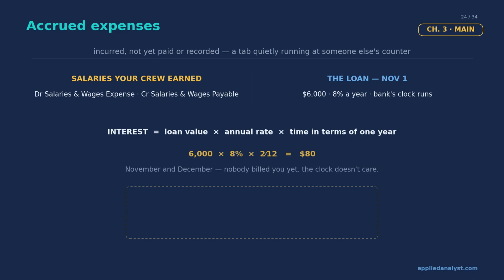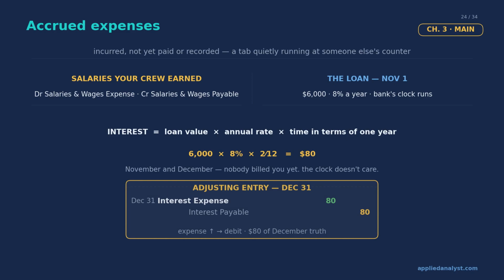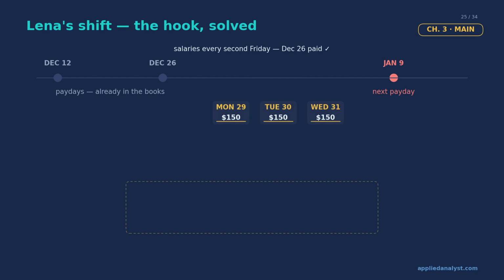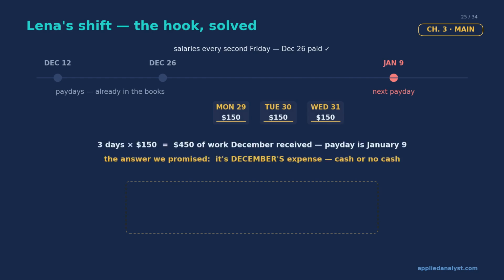Nobody has billed you yet. The bank's clock doesn't care. Adjusting entry. Debit interest expense, $80. Credit interest payable, $80. $80 of December truth. Now let's pay our oldest debt. The hook. Maple Bean pays salaries every second Friday. The last payday was December 26th, already in the books. But Lena works Monday the 29th, Tuesday the 30th, and Wednesday the 31st at $150 a day. 3 days, $450 of work that December received, and payday is January 9th.